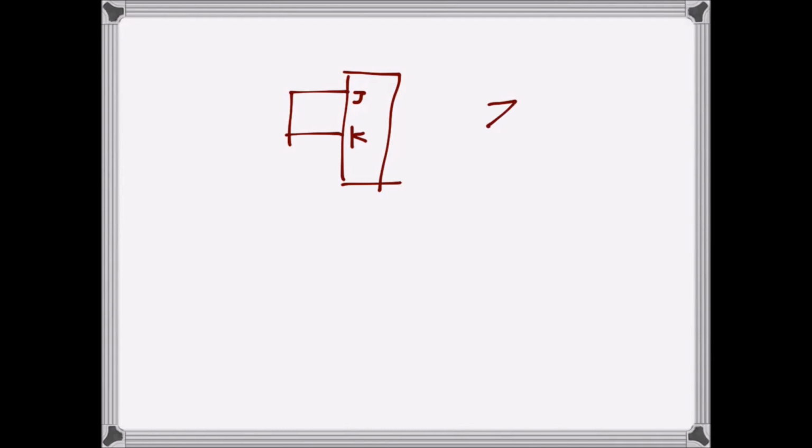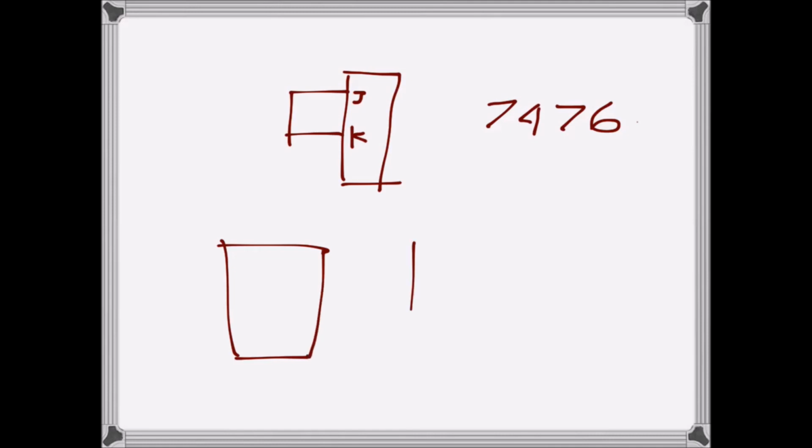7476, this chip is a JK flip-flop, and since it's a mod 6 counter, we will need 3 bits, so we will need 3 flip-flops. So I will have basically 3 flip-flops here, 7476. I won't go into the pin detail, but this chip has an asynchronous clear, and what does that mean? I will talk about that a bit later.